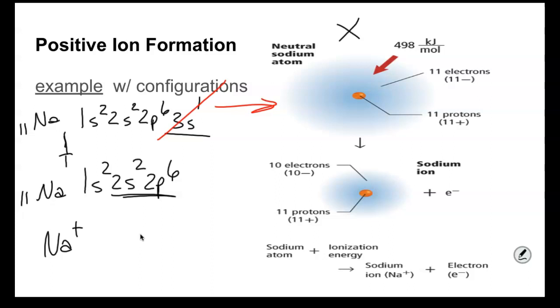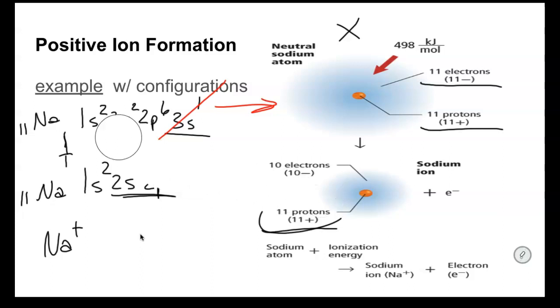Over here on the right side, we can see why it has a positive charge. Sodium started with 11 electrons and 11 protons, but when it gives away an electron, now there are 10 electrons and 11 protons. There's more protons. That's how it gets the plus charge. I'm going to erase this.